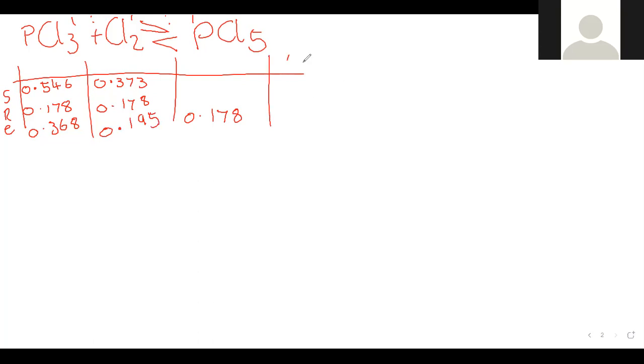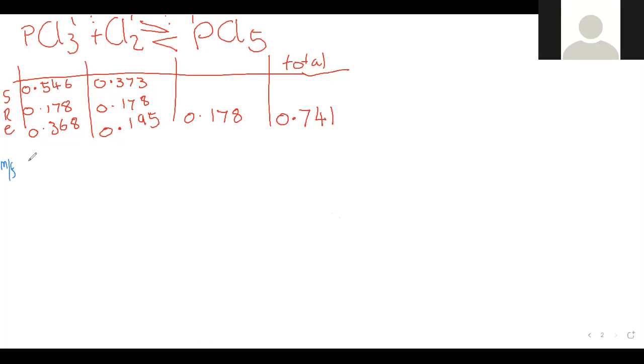We then need to work out our total moles at equilibrium. So I'm just going to put my total here. So we would do 0.368 plus 0.195 plus 0.178, and that will give us 0.741. Now we need this mole total to work out our mole fractions. So we're going to do mole fractions.